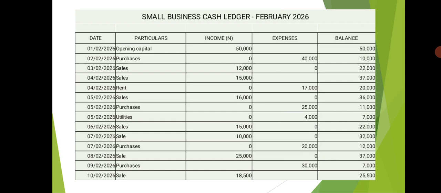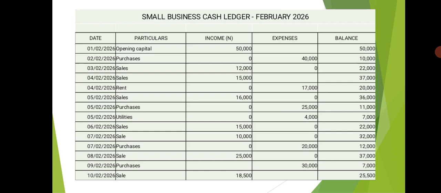The business purchased supplies worth 30,000 naira on 9th February. This is an expense, so it is recorded under the expenses column. We subtract the 30,000 from our previous balance, making the balance 7,000 naira. And on 10th February, she also made sales of 18,500 naira. So it is also income, so it will be added to the previous balance, making 25,500 naira only.